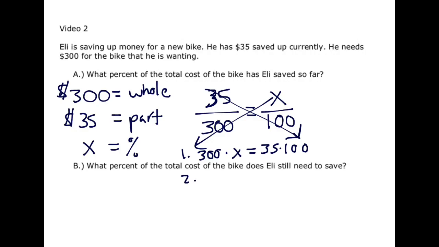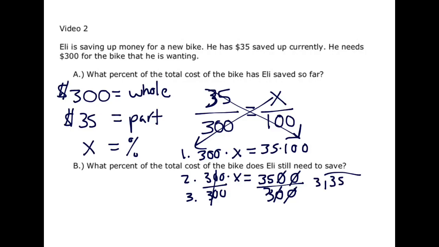Step 2, I'm going to multiply 35 times 100, which is 3,500. Step 3, I'm going to divide both sides by the number in front of the variable, which is 300. 300 divided by 300 cancels out. 3,500 divided by 300, I can take away 2 zeros from the top and the bottom, so it's really 35 divided by 3. I'm going to divide it over the side. 35 divided by 3. Add a decimal, add zeros.